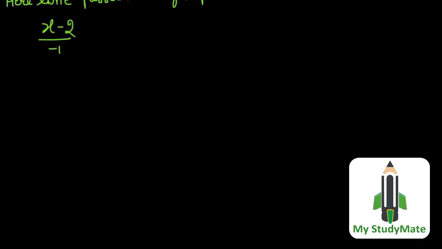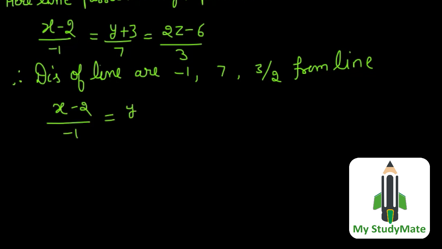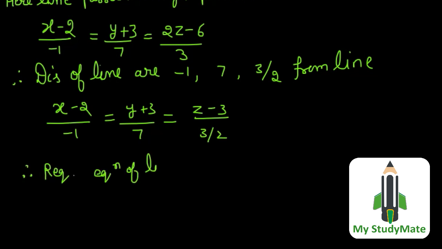(x − 2)/(−1) = (y + 3)/7 = (2z − 6)/3. Therefore, the direction ratios of the line are −1, 7, 3/2. From the line (x − 2)/(−1) = (y + 3)/7 = (z − 3)/(3/2). Therefore, the required equation of the line is (x − 1)/(−2) = (y − 2)/14 = (z − 3)/3.